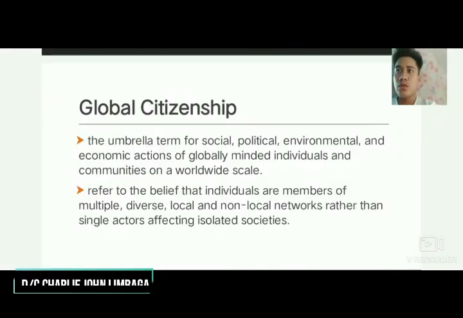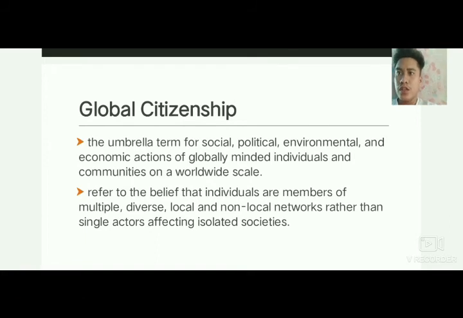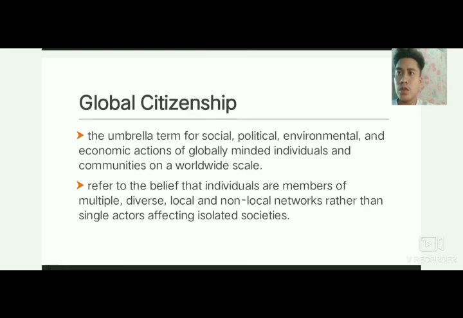Now let's move on to global citizenship. Global citizenship is the umbrella term for social, political, environmental, and economic action of globally minded individuals and communities on a worldwide scale. The term can refer to the belief that individuals are members of multiple diverse local and non-local networks rather than single actors affecting isolated societies.